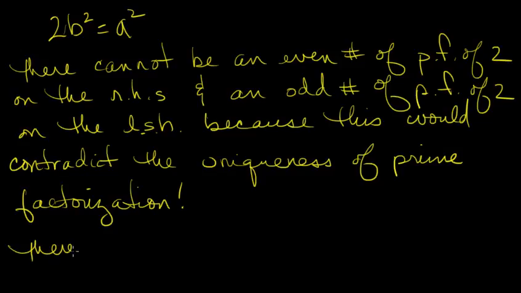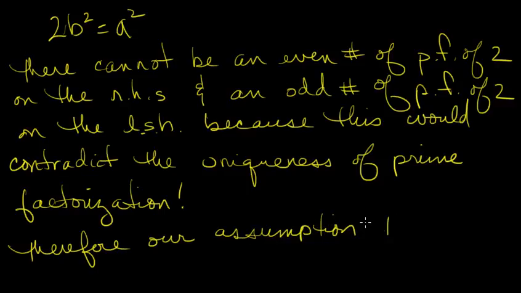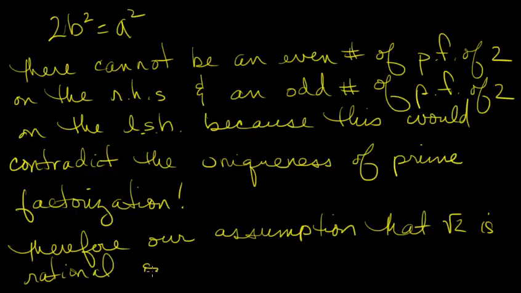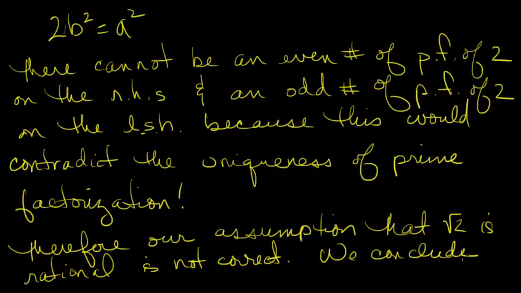Therefore, our assumption that the square root of 2 is rational is not correct. We conclude the square root of 2 is indeed irrational.